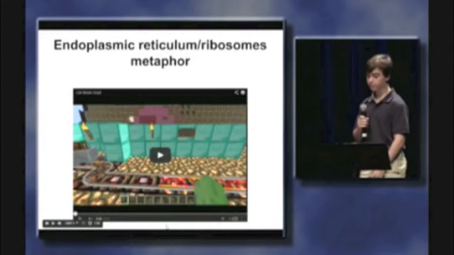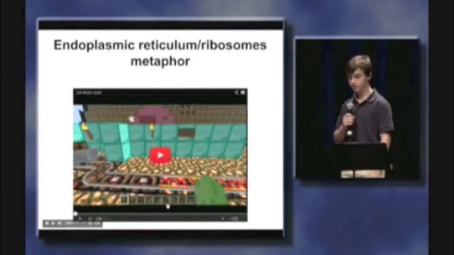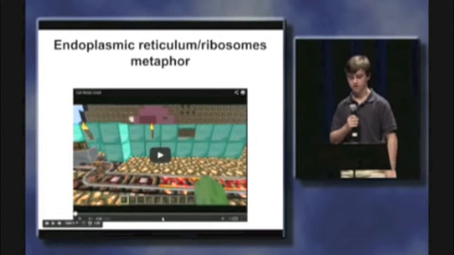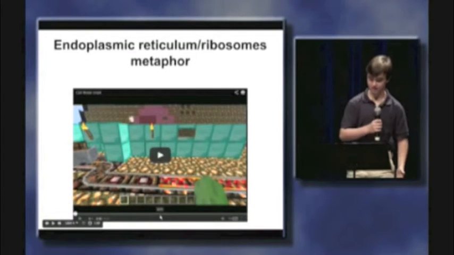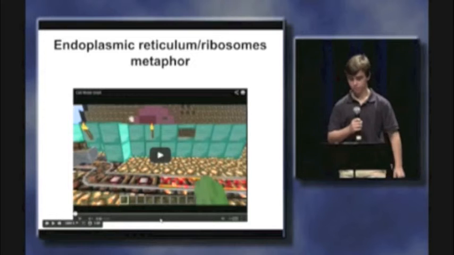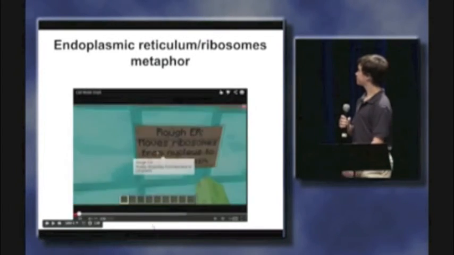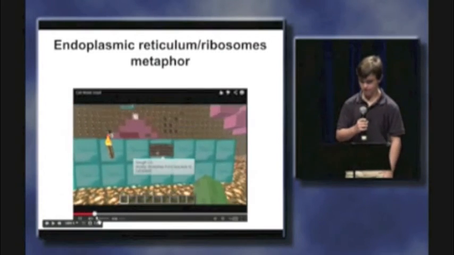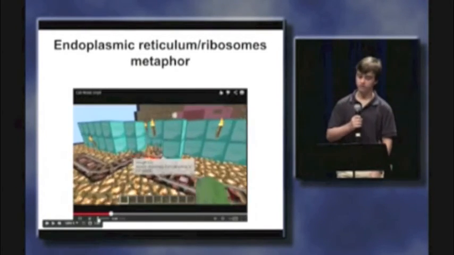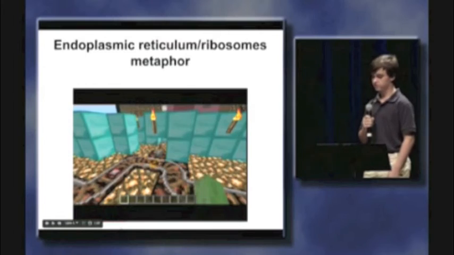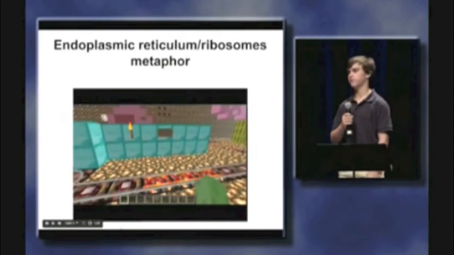I used this railroad track with a cart to represent the protein distribution process. Inside the cart are stakes to represent the proteins that are being distributed. Because I used Minecraft, I was able to show the movement of proteins throughout the cell by the endoplasmic reticulum.